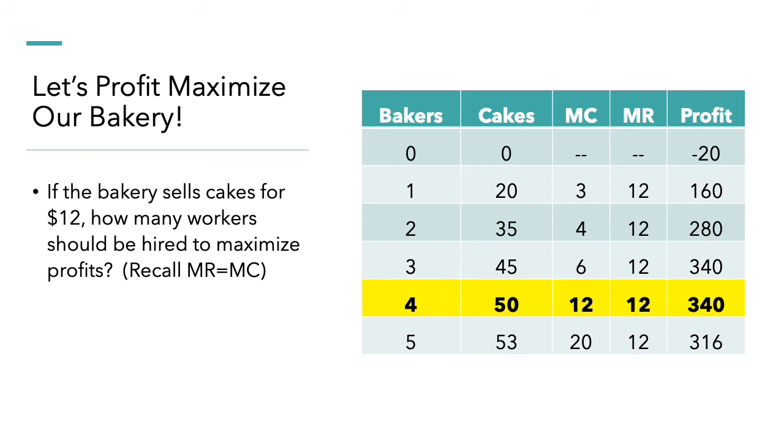So if the bakery sells cakes for $12, how many workers should be hired? 4 workers. How much profit will we earn? $340.